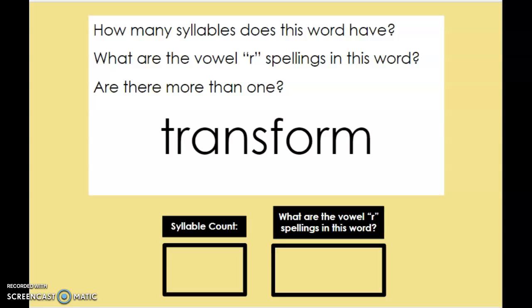Transform. How many syllables does it have? Transform. This could be kind of tricky because I do see an R-A, but I remember that the R-controlled vowel spelling, or R syllable, has to have the R after the vowel. So really the only one here is this right here, O-R, because this R is before this vowel. So transform is 2 syllables, and our only vowel R spelling is our O-R.